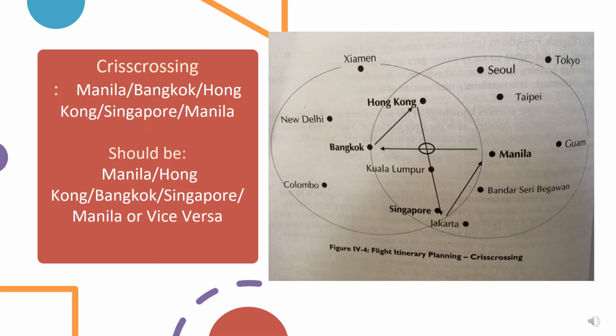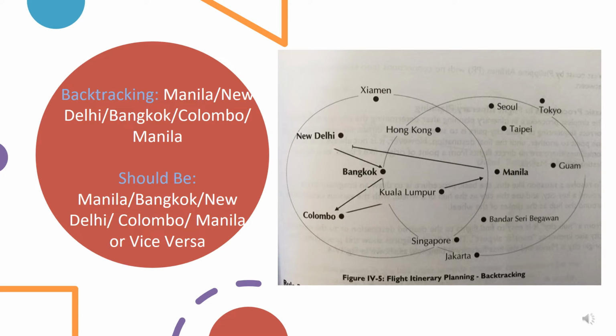or vice versa. Rule number 2. Avoid backtracking when determining the city pair. Backtracking is from Manila to New Delhi to Bangkok going to Colombo and back to Manila. Where it should be, origin is Manila going to Bangkok to New Delhi, then Colombo and return flight to Manila, or vice versa.